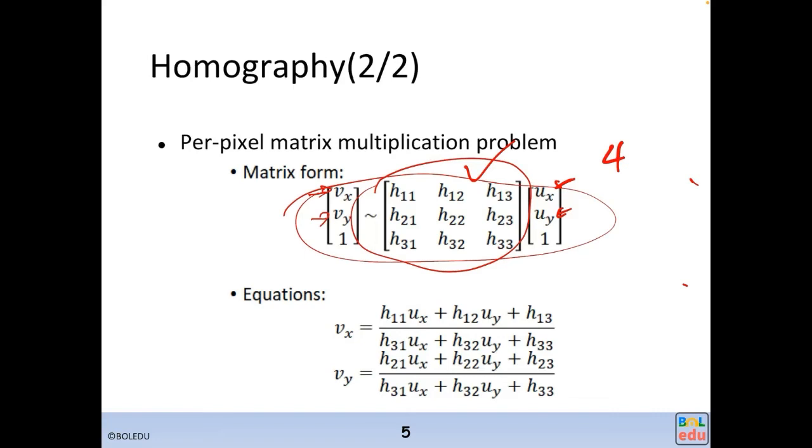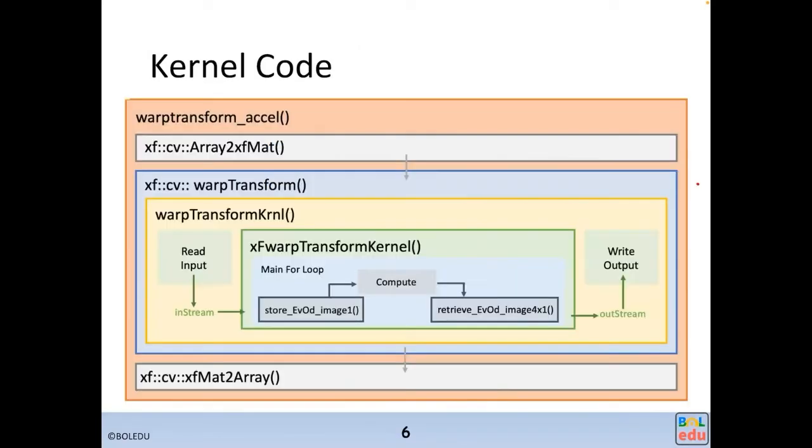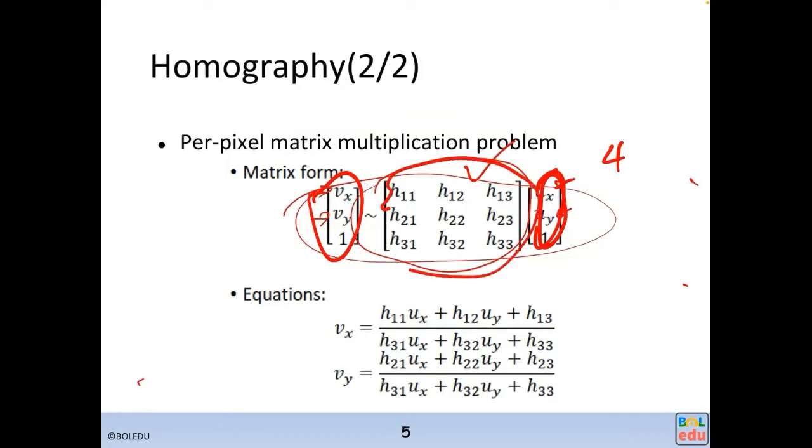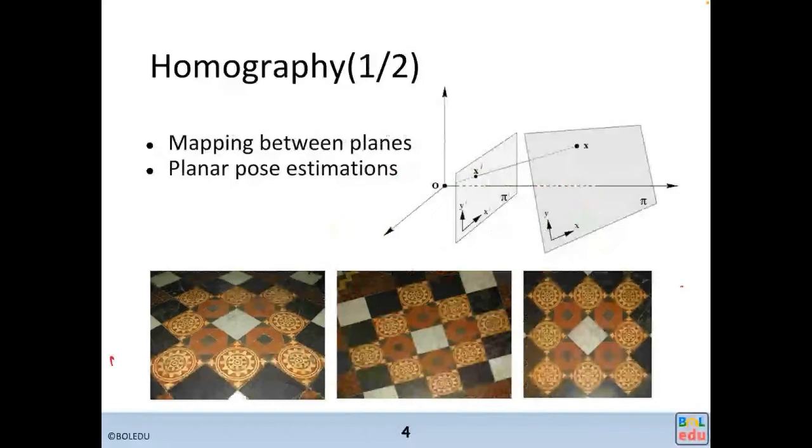Yes, and once we get the homography matrix, we can easily calculate all x and y, we can easily get the new x and y. Okay. Let's move on to the kernel code. You want to find the matrix. Yeah, in the beginning we need to find the matrix, and once we get the matrix, we can get the relation between these two images.